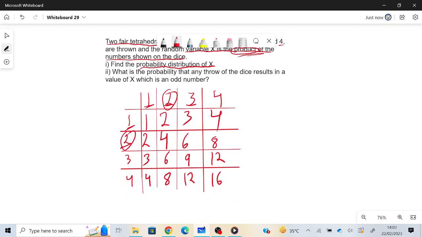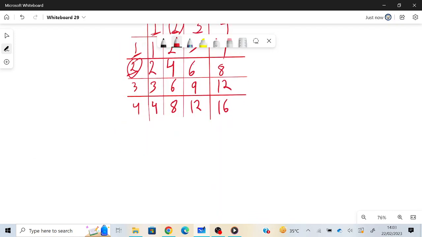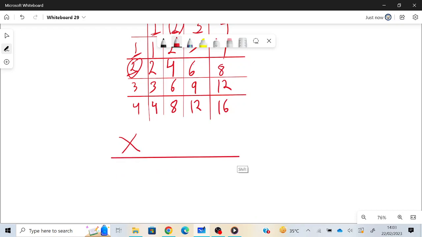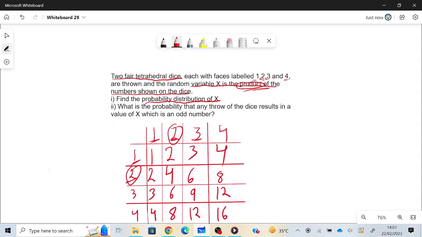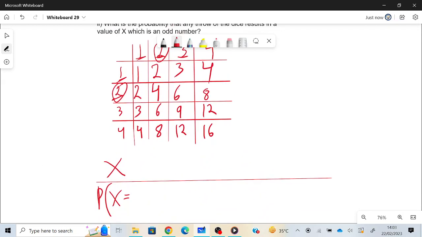Mind you, this is not the probability distribution table. This is just another table that we did on the side, so it can help us draw the probability distribution table. Now, we can say x is our random variable, and we create our table here. Over here we'd have the probability of big X equaling small x.